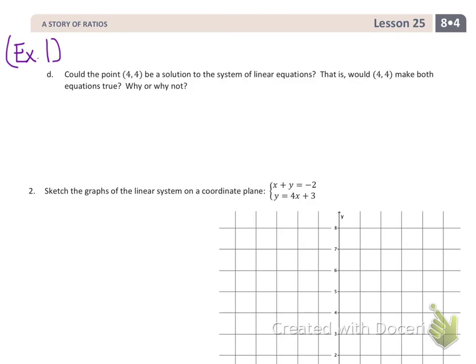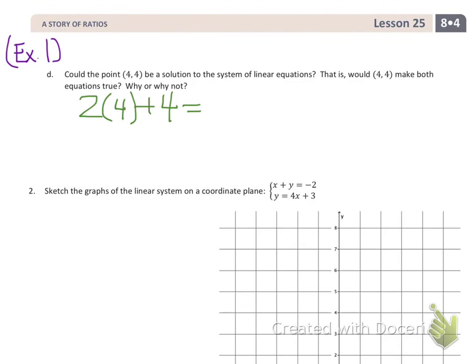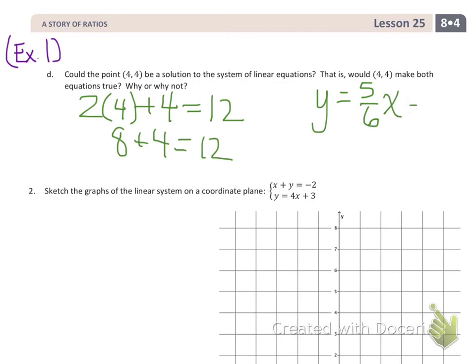So if I check it in 2y plus x equals 12, it was 8 plus 4 equals 12. So it checks out for the first equation.